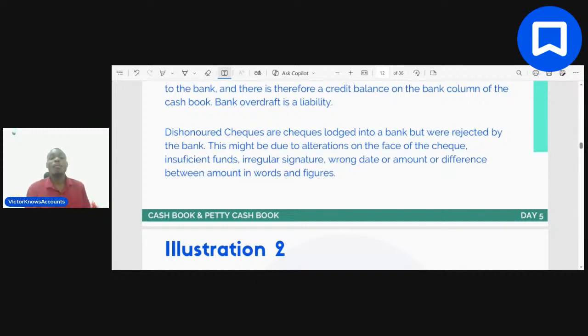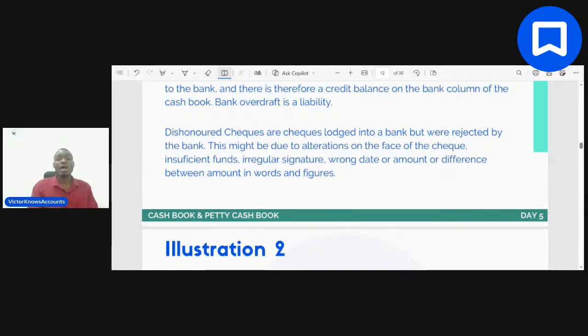Is that fine? But there is a possibility that you issue out a check and then that check is dishonored. When you say a check is dishonored, it means that it was rejected. So I wrote you a check of 500,000 and you took it to the bank and they rejected it, which means they did not pay you the required amount.